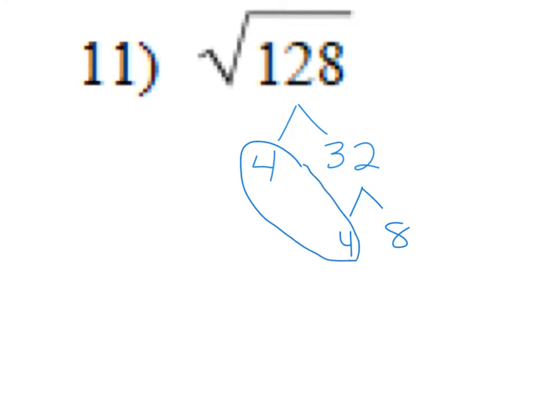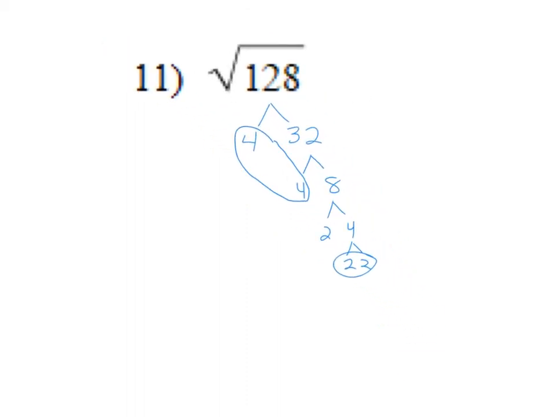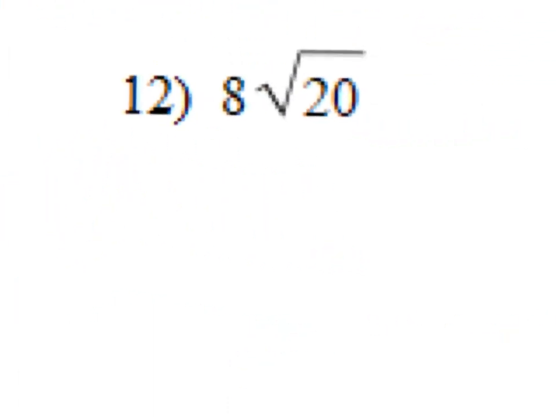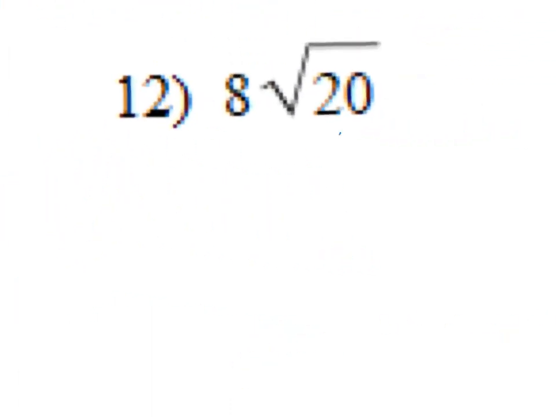I'm just going to leave it as a 4. But if you did 2's and 2's, that's fine. 2 times 2 is still 4. And then on the 8 here, I'm going to get 2 times 4 and then 2 times 2. So the 2's will also pair up and move out. So I'm going to take 4 times 2 and get 8 root, and then this guy's left over, 2. So 8 root 2.